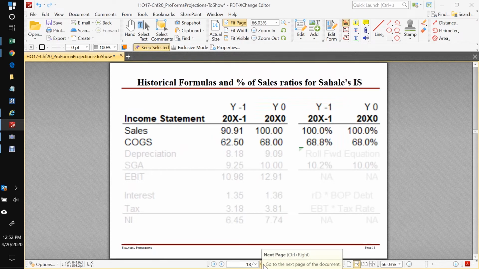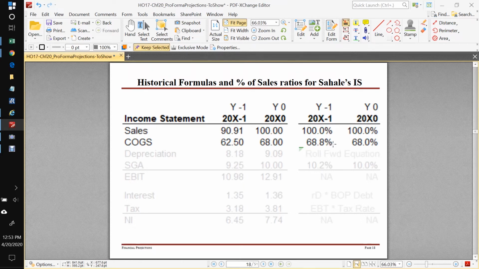So here's how it works. Let's start by looking at some historical formulas and percent of sales ratios for Sahali's income statement. I have the past 2 years here, and I have how they relate to something like percent of sales or something else over in these 2 columns. Let me show you how it's working. I've got sales for the year prior, sales for the most recent year, and the COGS in that year, and the COGS in this year.